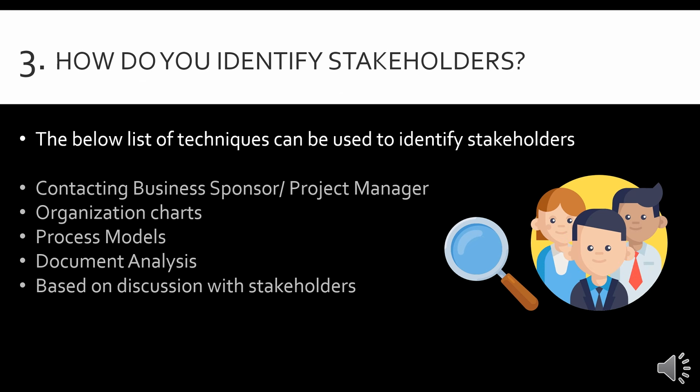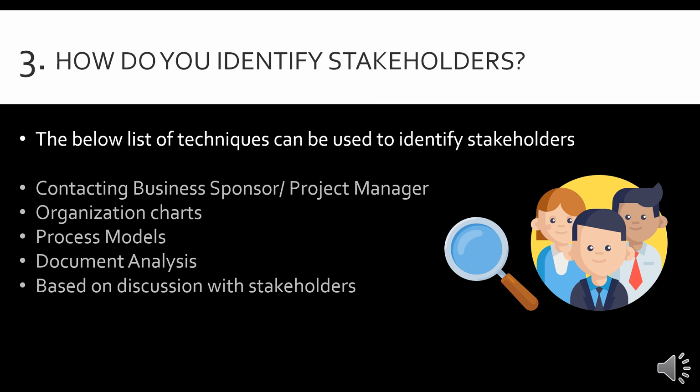Question number 3. How do you identify stakeholders? This is another commonly asked question. The interviewer would ask, once you join the project, what would be your approach for identifying the stakeholders? Listed below are a few techniques. First one, contacting the business sponsor. You can get a list of stakeholders by contacting the business sponsor. You can also check with the project manager, who would be able to help you with the stakeholder list. Second one, organization charts. You can use the organization charts of the impacted business unit to identify the stakeholder list.